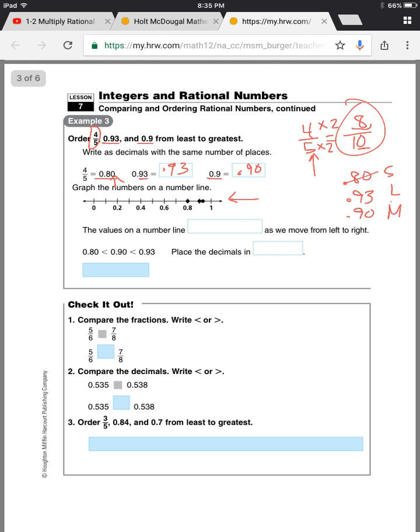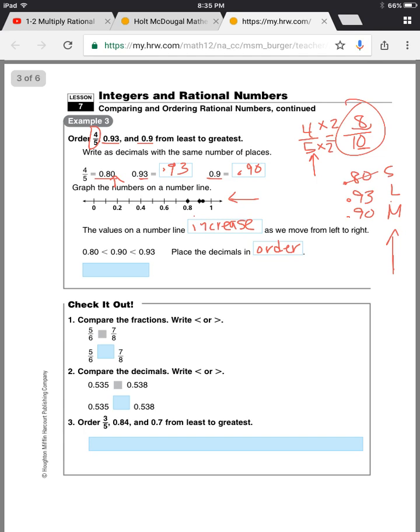So, the values on a number line increase as we move left to right, which we've talked about. So we're going to place the decimals in order from least to greatest, which we figured out here, or smallest to largest. Okay? So we're going to do the following. It'd be real easy to put 0.8, 0.9, 0.93, but we want to rewrite them in the original form.